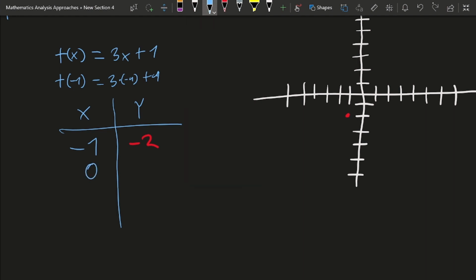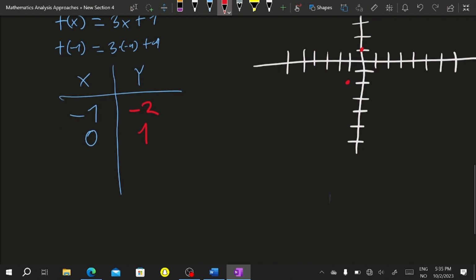Now let's go over to the next one. Let's plug 0 in. 0 times 3, that's 0, plus 1, that's 1. So our y value will be 1 at 0. So we are here. Let's put a point here. All right. Let's plug one more in.